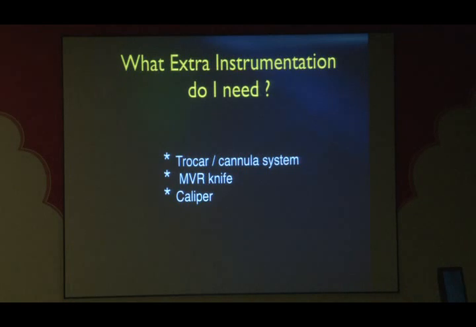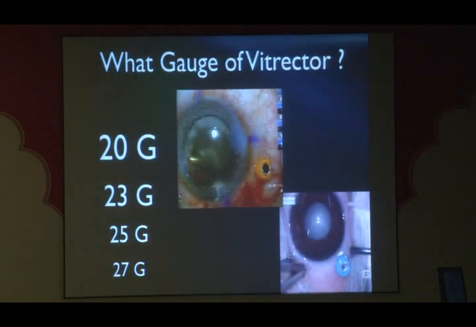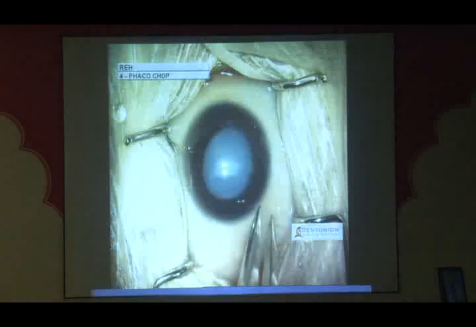What extra instrumentation do I need? If I can do it, anyone can do it. This is what I believe. All you need is either a trocar cannula system, which is available with a lot of good phaco machines. So if you are in a setup which has a decent phaco machine, you will probably get access to these. If not, you can always use an MVR knife, and all you need is a caliper. Other than that, you don't need any instrumentation, you don't need any learning curve or extra surgical skill. Any gauge of vitrector, 20, 23, 25, 27, whatever you like or whatever you have will do, depending on your system.